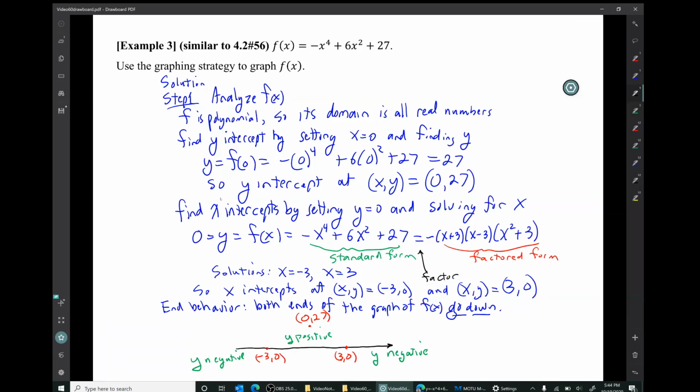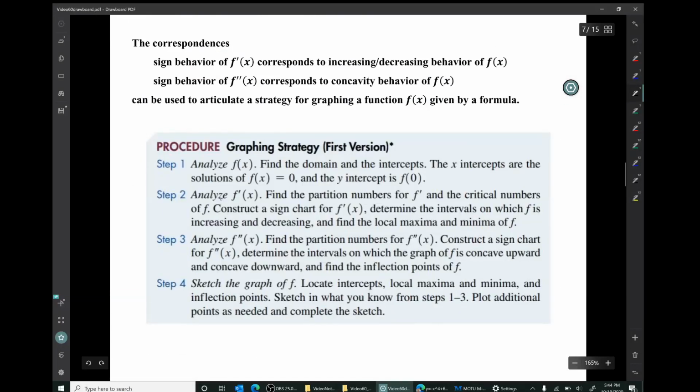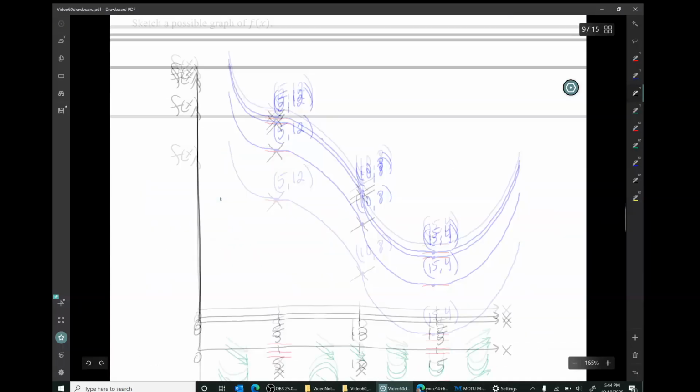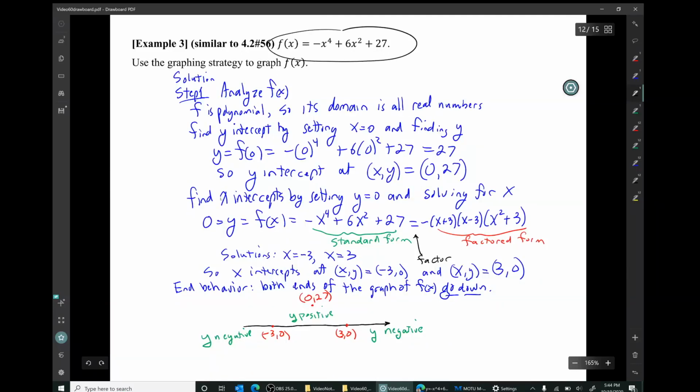Remember what happens in step 2. In step 2, we analyze f prime. We make a sign chart for f prime, and we use it to get information about the increasing, decreasing behavior of f. So there's our function. F of x is minus x to the fourth plus 6x squared plus 27. So we need to find its derivative.